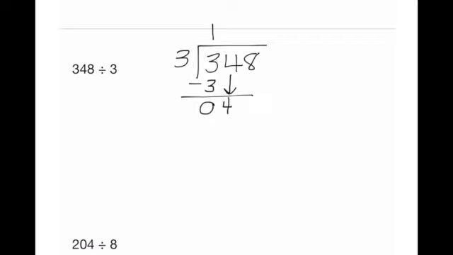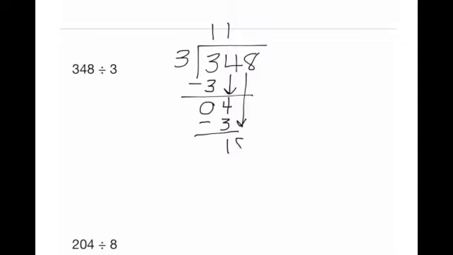And I'm going to say 3 goes into 4, or 4 divided by 3. But 3 goes into 4 one time. 3 times 1 is 3, so I multiply. Remember, there's like a little multiplication sign there. 3 times 1 is 3. 4 minus 3 is 1. So now that I've done that, I bring down the 8.